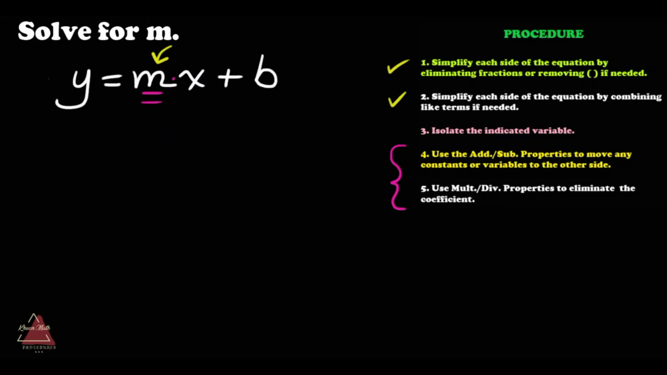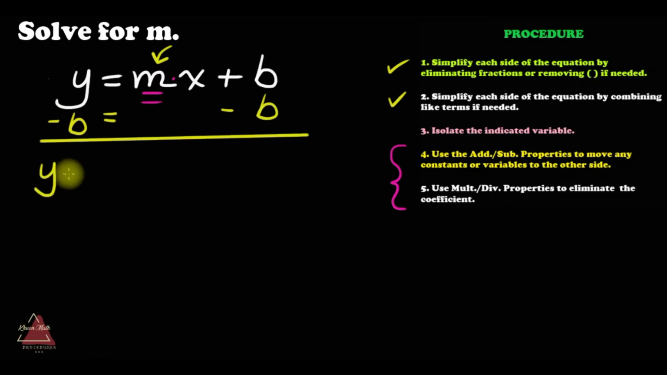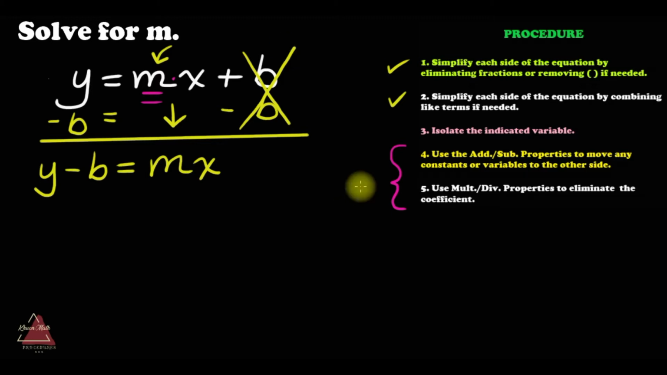Well, to get rid of that, you do the opposite. So to get rid of this positive b, we're going to minus b. So if you minus b over here, you have to minus b to this side. Okay, so here we have y take away b is mx. So we're going to bring down the mx. And then here, positive b with negative b is gone. Okay, so that's step 4.